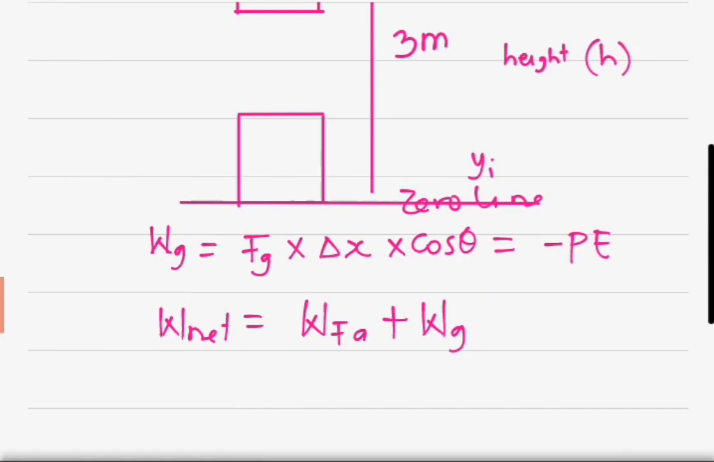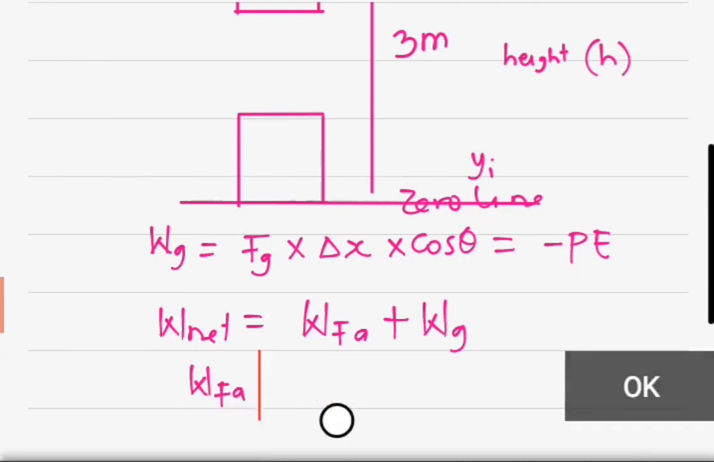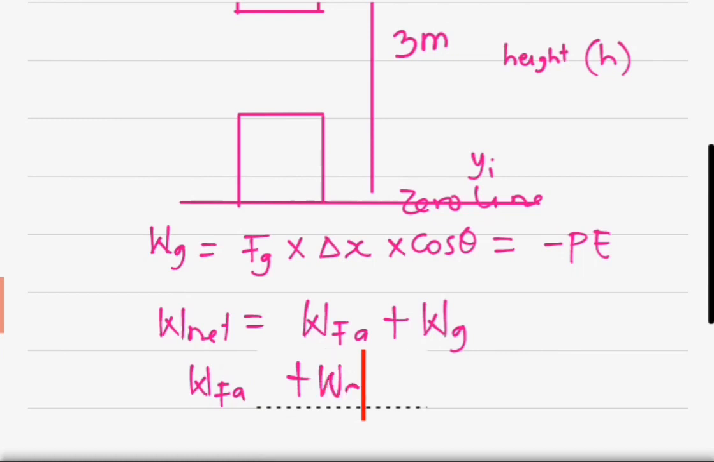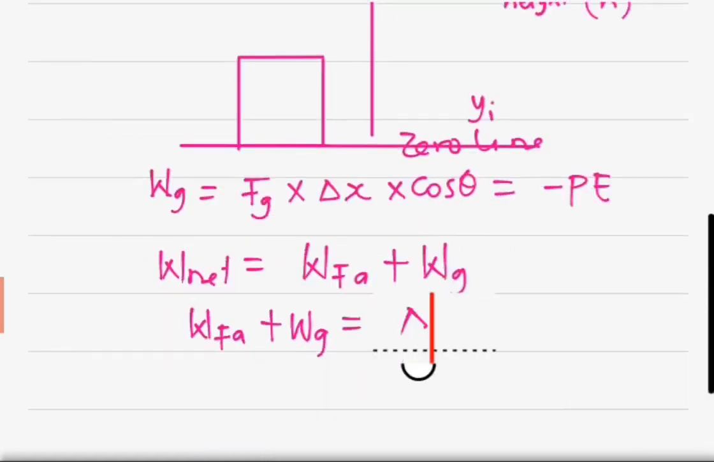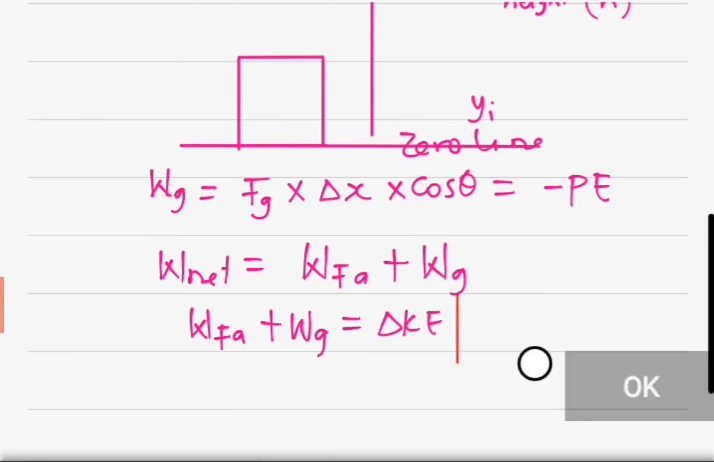What if there was kinetic energy in this situation? Let's say that as you lift the box up, the final velocity was 2 meters per second. Therefore, it means that your net work, the work due to the applied force plus the work due to gravity, is going to equal the change in kinetic energy. So that's going to be the way it is.